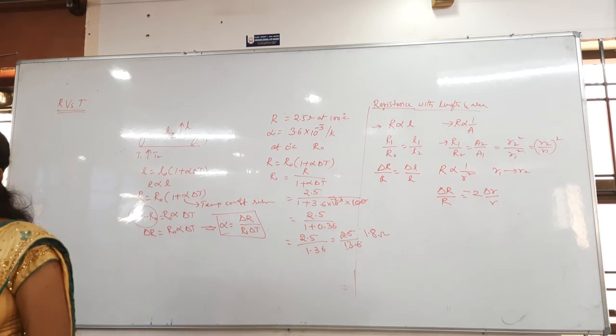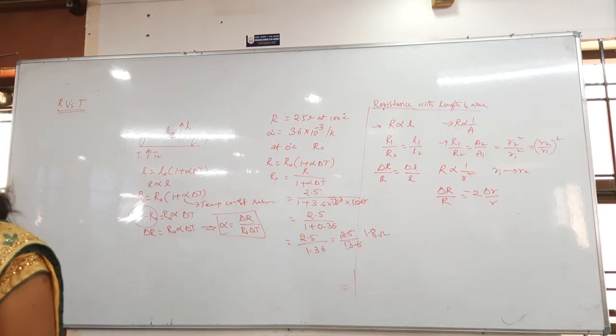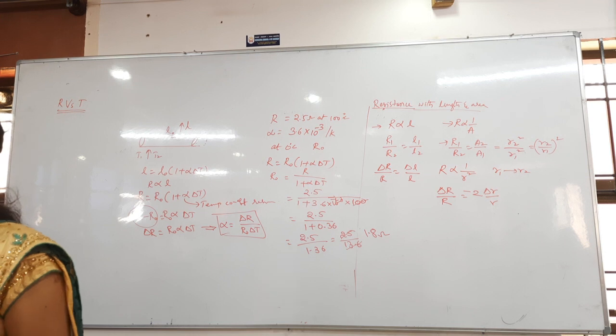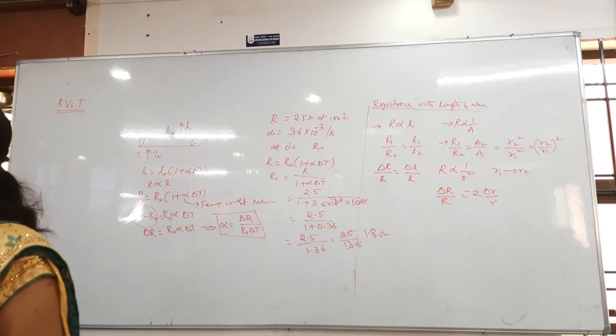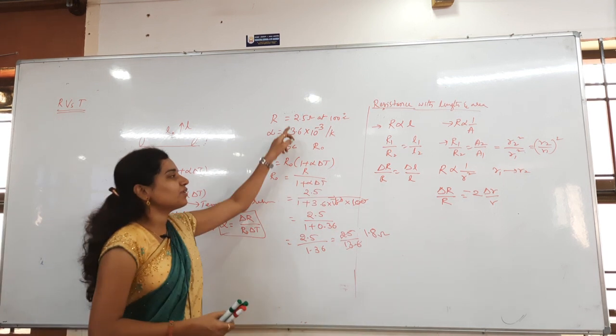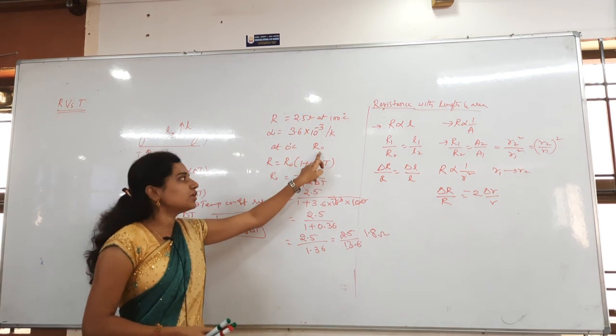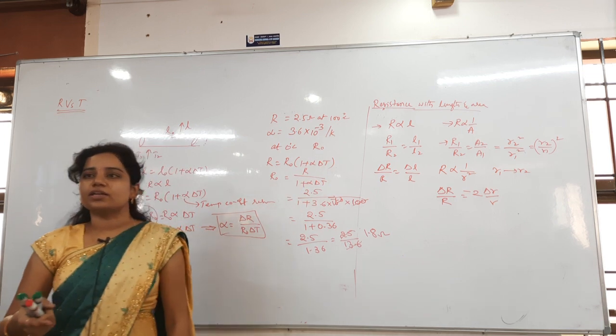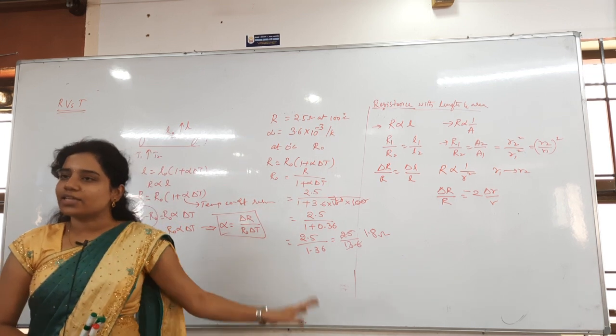Simple logic, you might get any answer. In the options also you can check. How can you check? Whenever you are raising the temperature, what happens to the resistance? Resistance increases. At 100 degrees Celsius they have given 2.5, so at 0 degrees Celsius is it less than that or more? Less than that. So you have to select the answer that is less than that only.